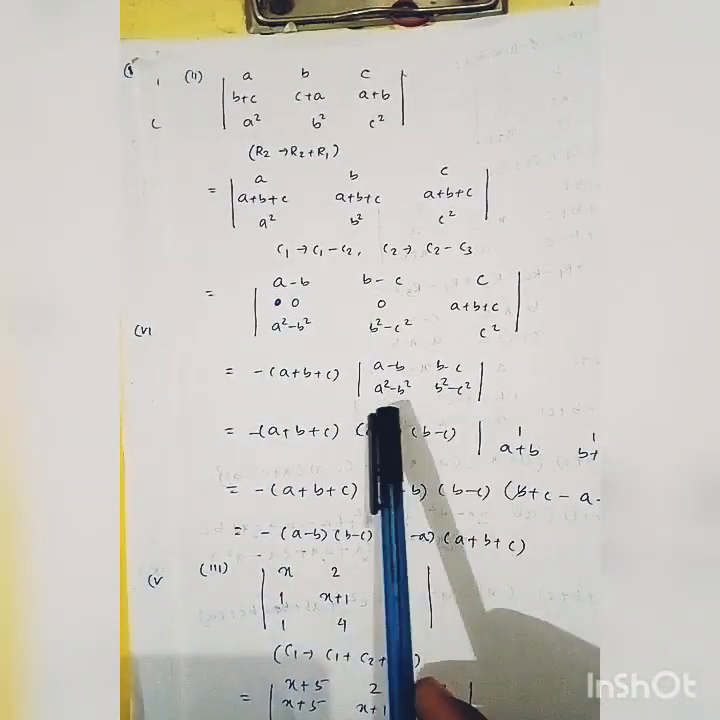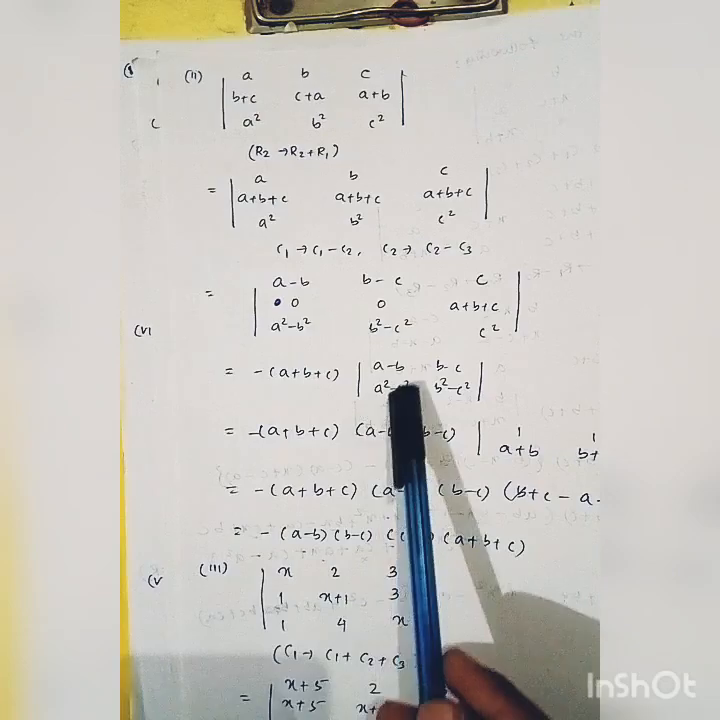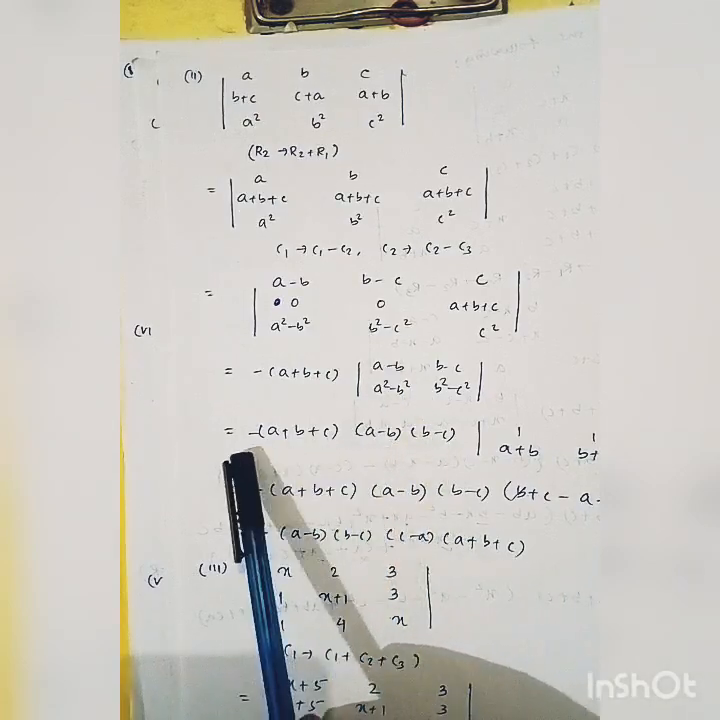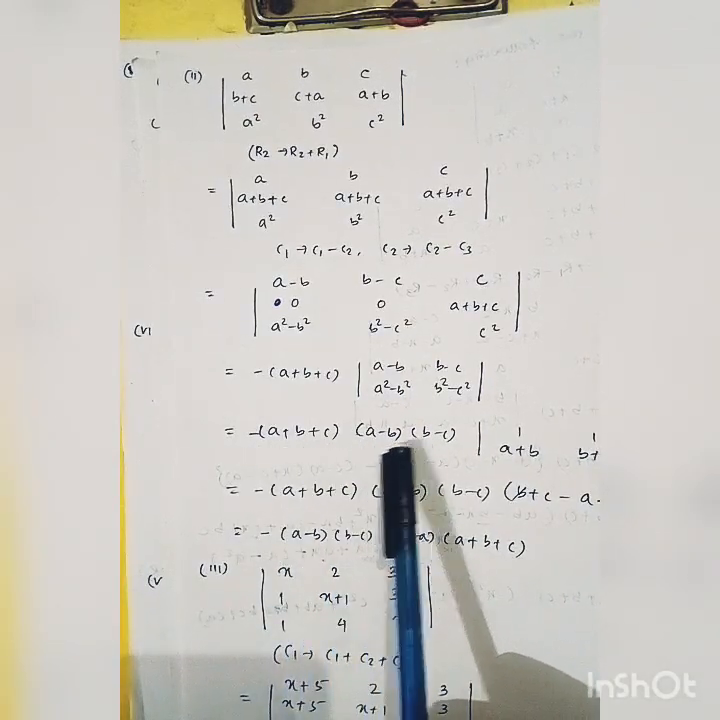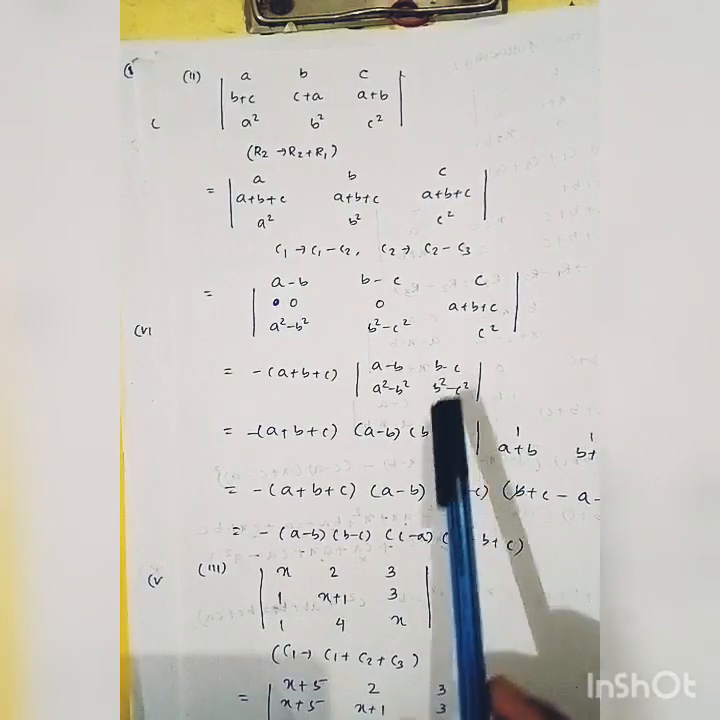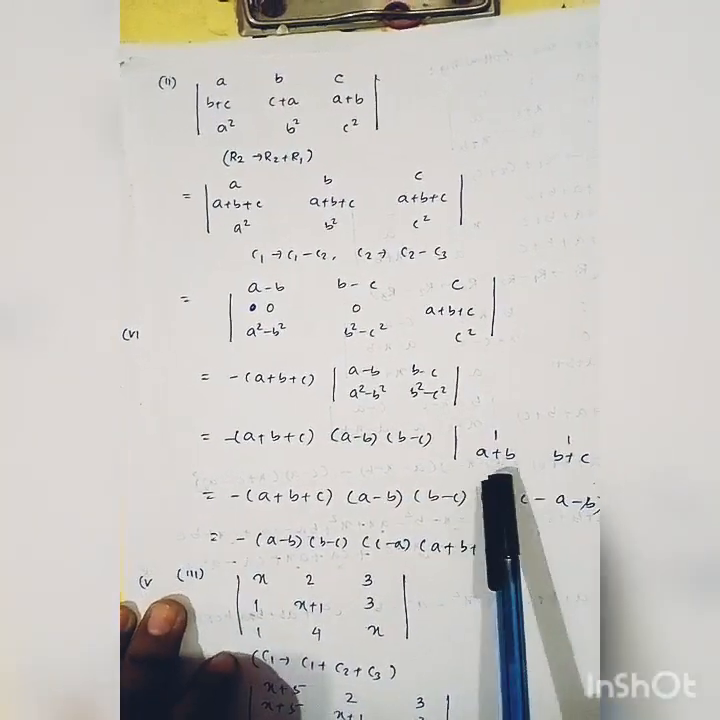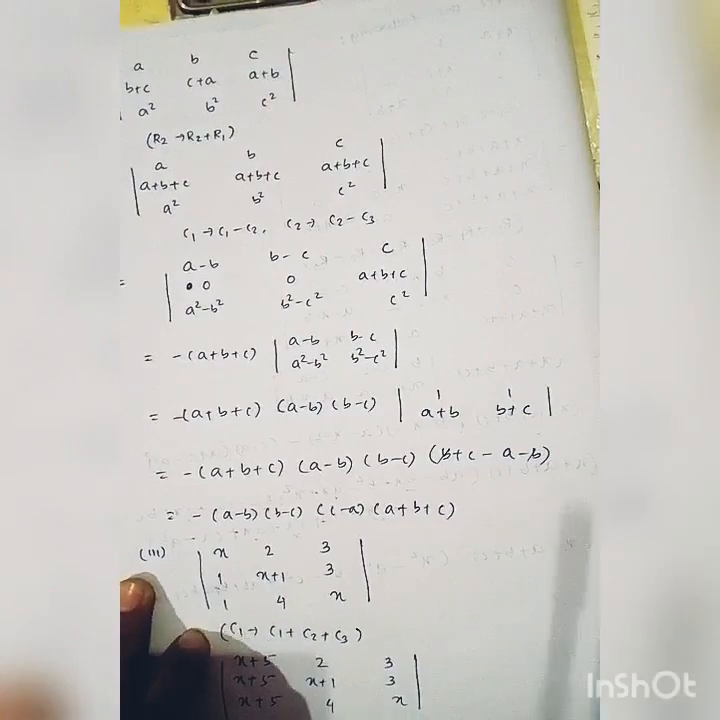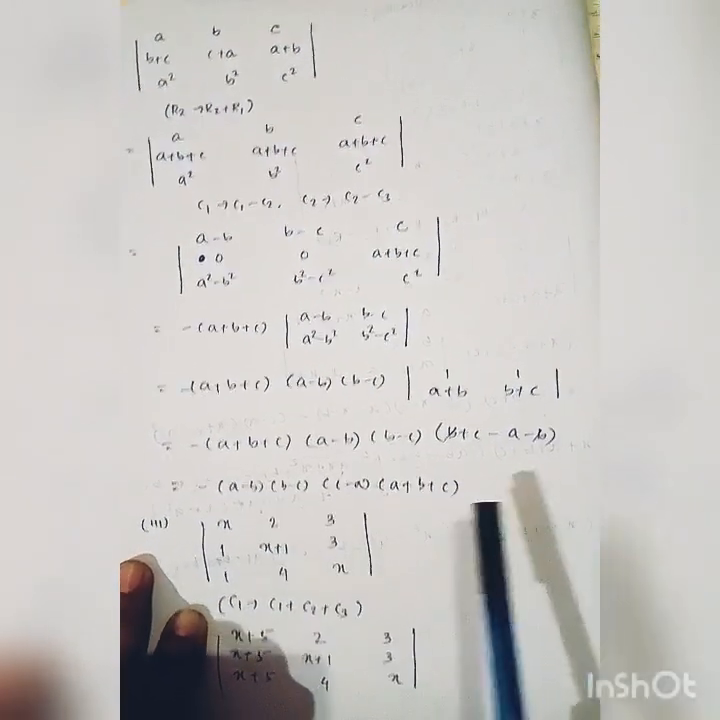Again by taking a minus b common from column 1, it is minus a plus b plus c, and again b minus c common from column 2. We get 1, 1, a plus b, b plus c. Now again by solving, we get this.